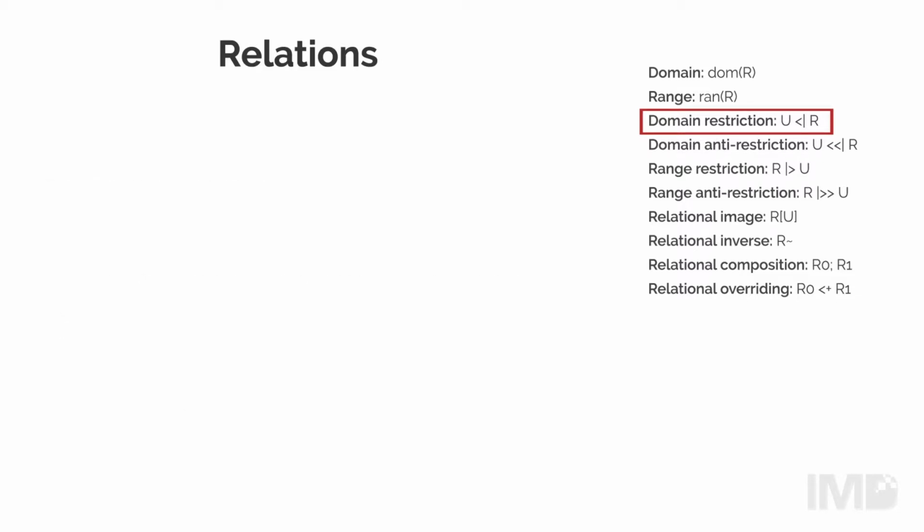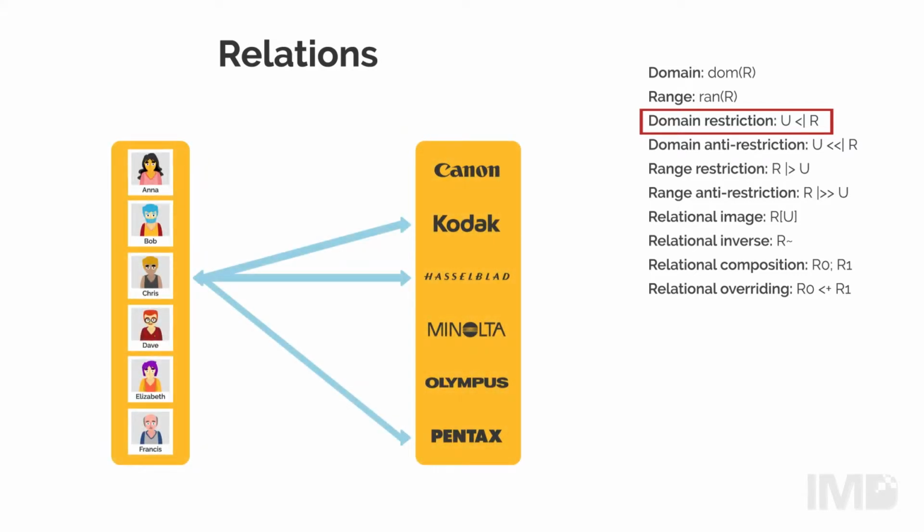In our example, if we have a domain restriction on the set containing Chris only of the relation ons, we have the relation Chris Kodak, Chris Hasselblad, Chris Pentax, basically because the first element of these pairs is Chris.